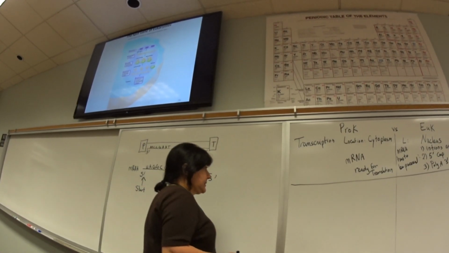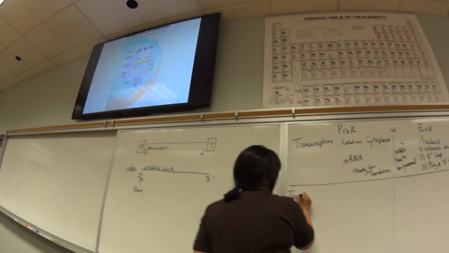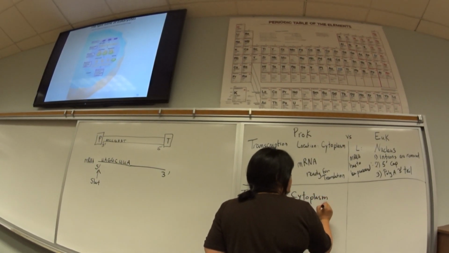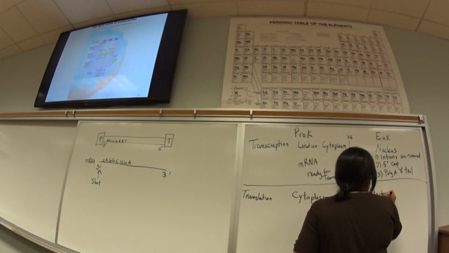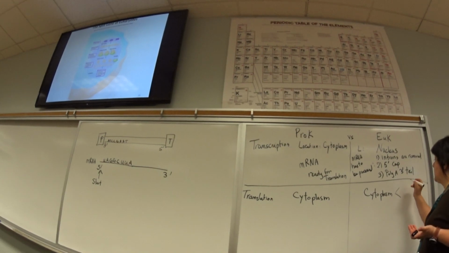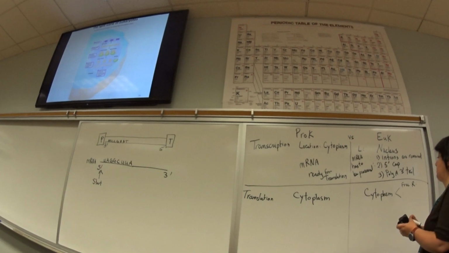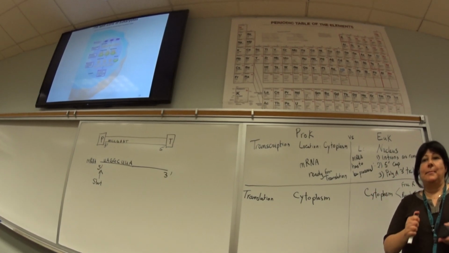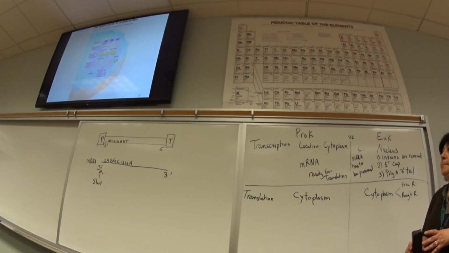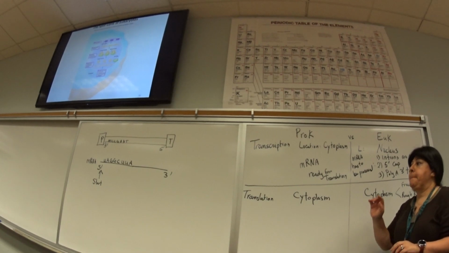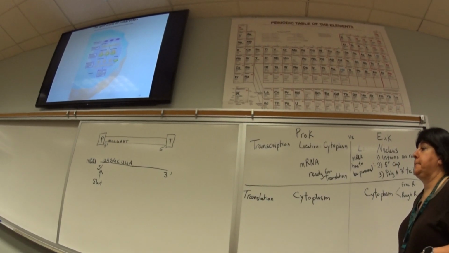So, the translation process. For them it is in the cytoplasm. For us it is in the cytoplasm also. But our ribosomes are found in two areas: either free in the cytoplasm, or in the rough ER. But technically both of them are in the cytoplasm, so translation happens in the cytoplasm. The process of translation for us is exactly the same. There's one other difference that I'll mention as we go through.